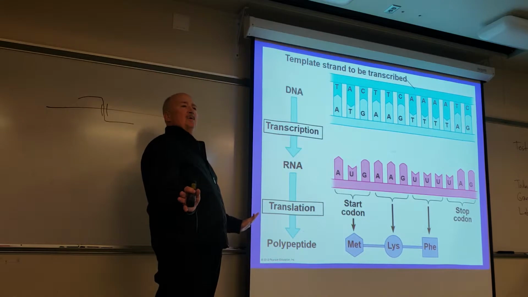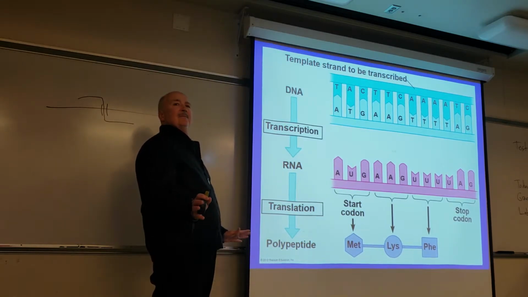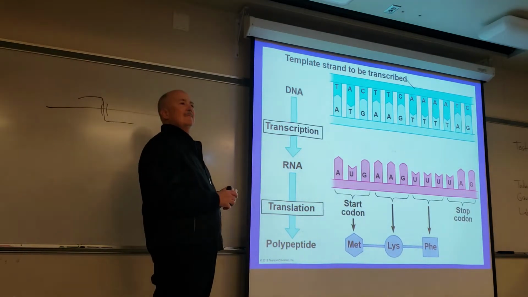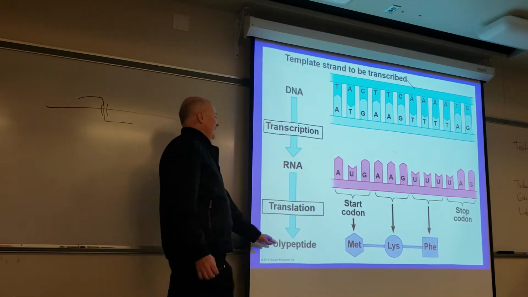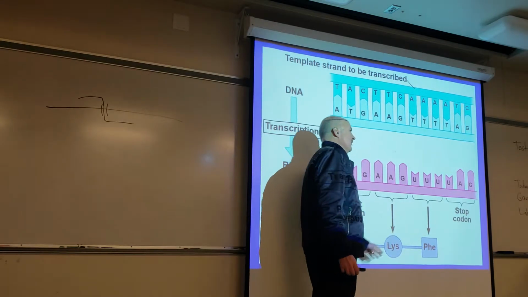How many of them are there total in us? How many amino acids do we use? 20. So that's the typical number. And so there we've got 3 of them showing up.